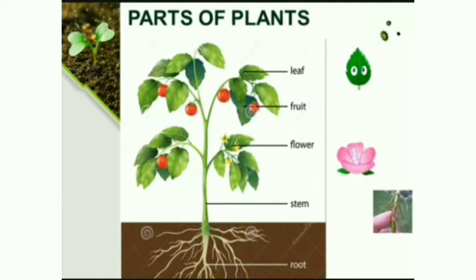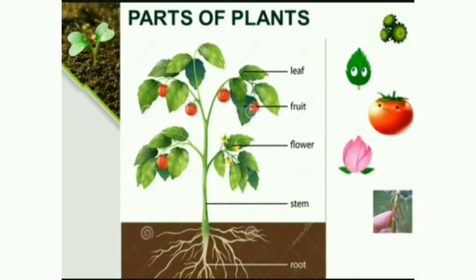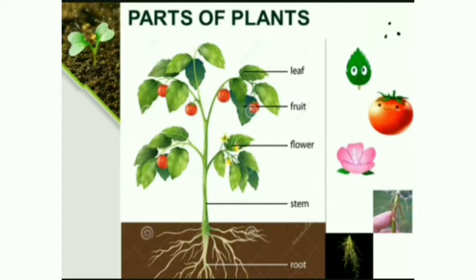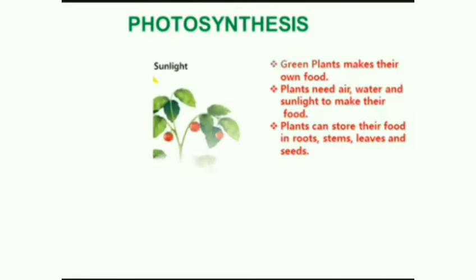Leaf. It is the flat green part of a plant. Leaves make food for the plant. Fruit. It is the part of a plant that has seeds inside it. Root. The roots of a plant grow under the ground.